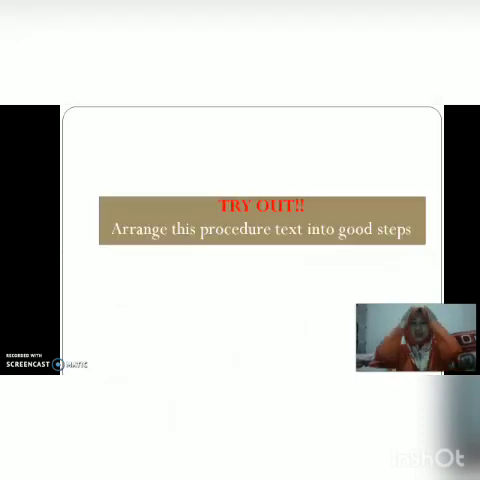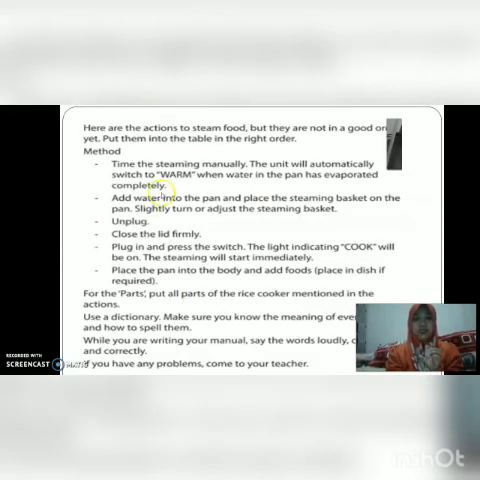Well, now after I give you some explanation about the procedure text, the examples, yeah, please now try to arrange this procedure text into good steps. Yeah, this is the text, so you have to arrange it into good steps. And then, yeah, this is the steps. You have to arrange it correctly. Okay, let's try it.